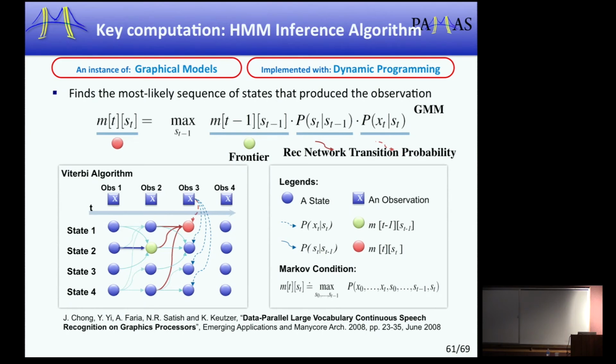And then we step forward one observation at a time and compute the probability of being in all of these states given the probabilities from the previous observation. And the reason we're able to do this pretty efficiently is that they use the Markov condition, which tells them that the probability of being in any state at time t is only dependent on the probability at time t minus 1.